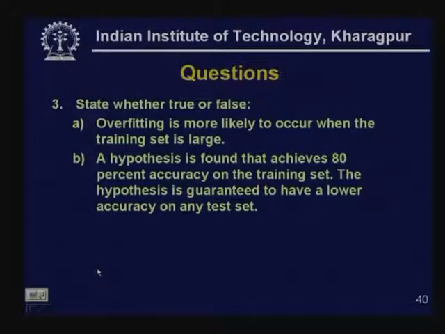A, overfitting is more likely to occur when the training set is large. B, a hypothesis is found that achieves 80% accuracy on the training set. The hypothesis is guaranteed to have a lower accuracy on any test set.